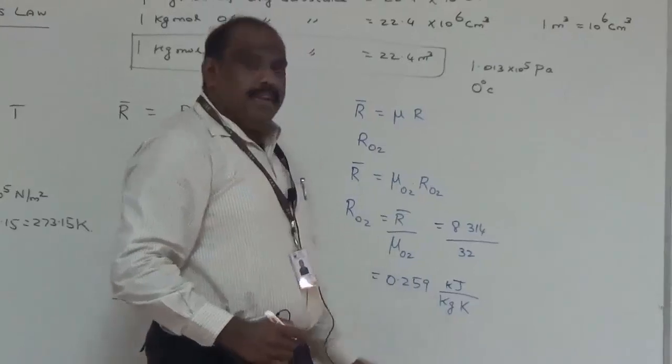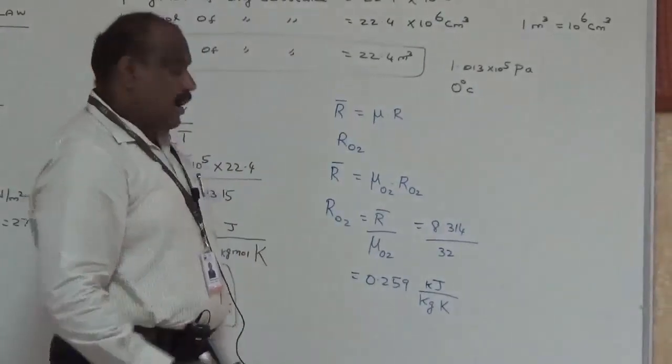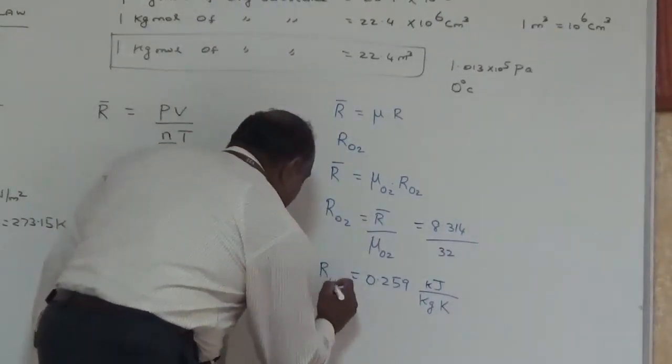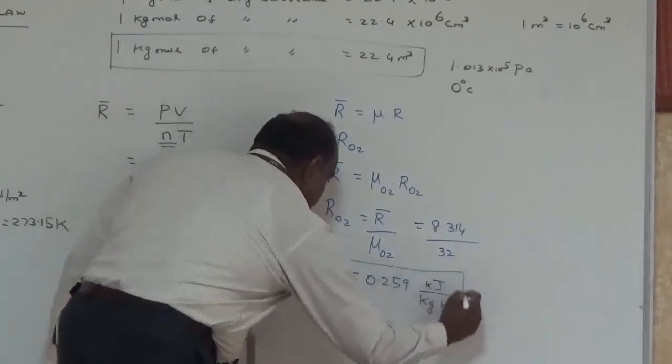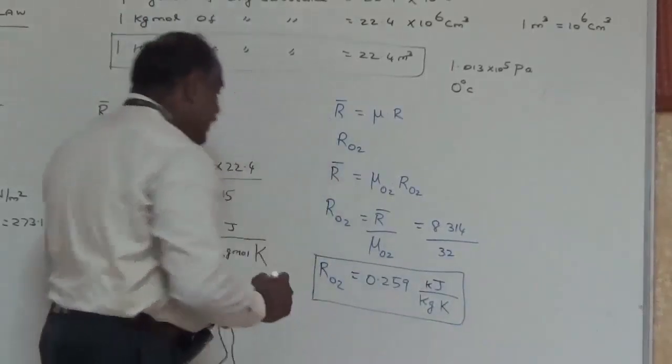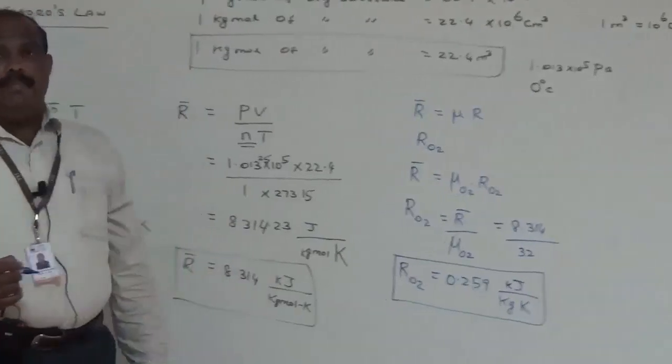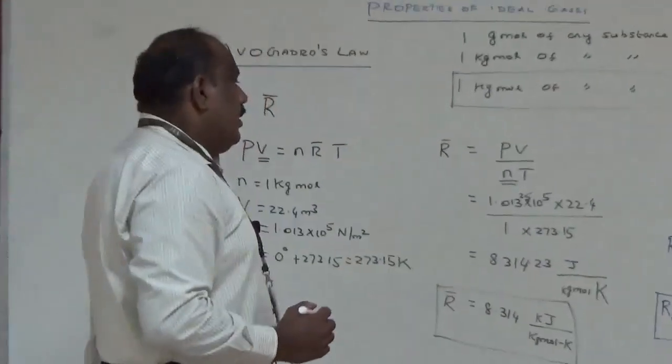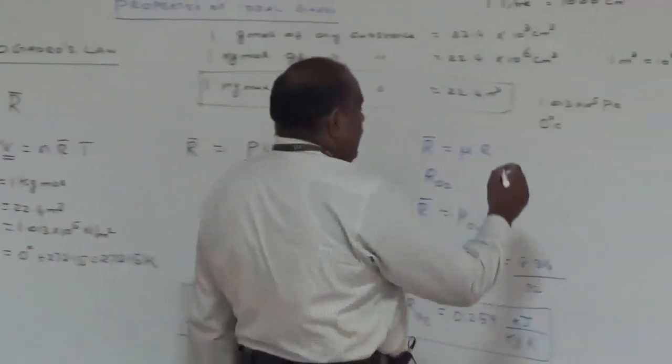There should not be moles coming. It is only R, it is not R bar. So we can see that R of oxygen is given by 0.259 kilojoule divided by kilogram Kelvin. Similarly, we can find the value of R of nitrogen.